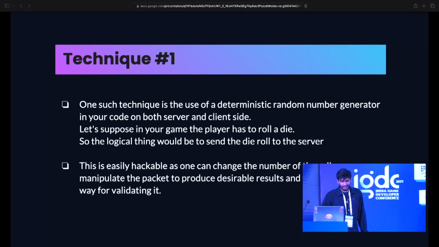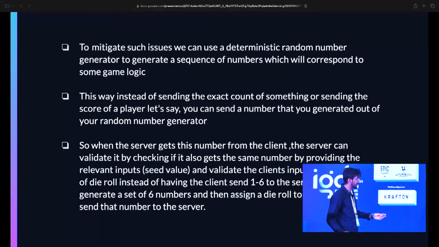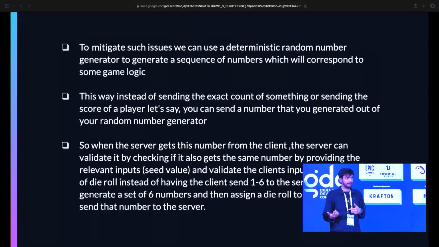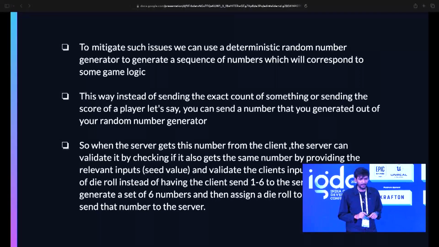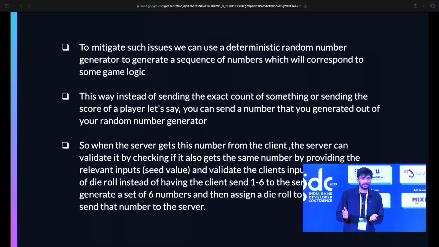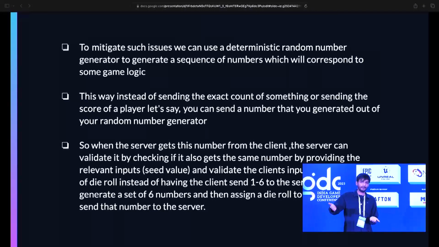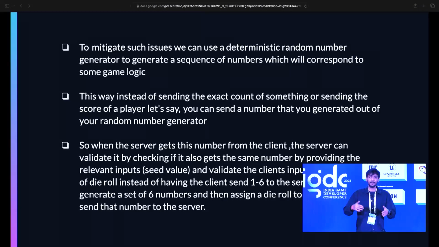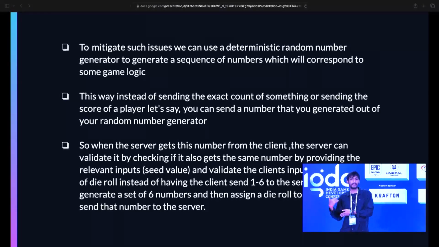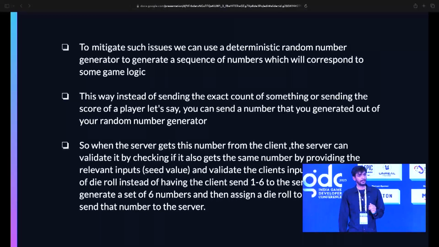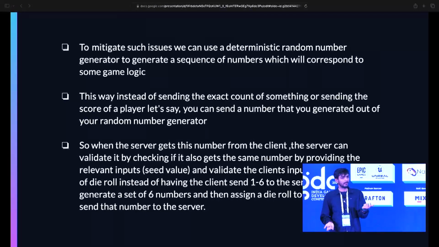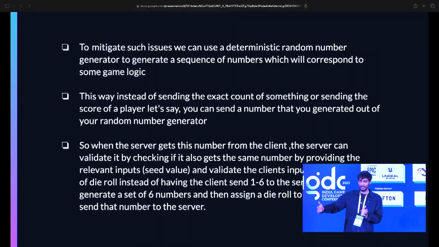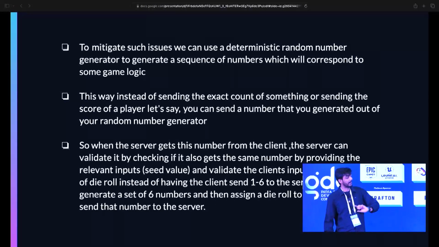So to avoid dealing with issues like that, we can have a random number generator where you know that for a given input, it will always give you the same output, right? So you can have some sort of a seed value, maybe, and you can assign a random number to each of the die. So let's say your random number generator gives you 6 different random numbers. Instead of sending the actual die number from the client to the server, you can assign a random number. Let's say 1 would be 67 or 2 would be 100. And instead of sending that number, you can send this random number to the server.